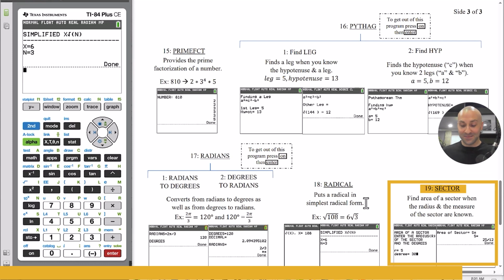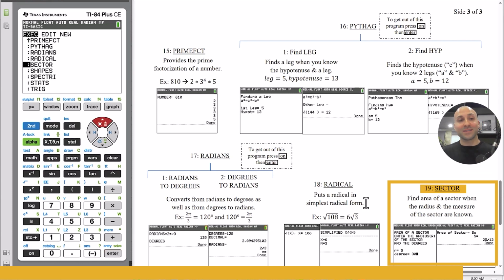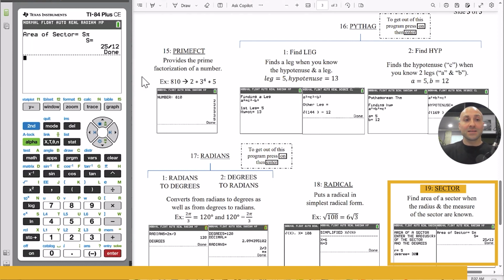Program number 19, sector. So this program helps us find the area of a sector. It's pretty similar to the program arc length. We're actually going to use the same values as before. So if we know the radius and the measure of the sector in degrees, it'll find the area of that sector. And notice it says times pi, so this is 25 pi over 12.